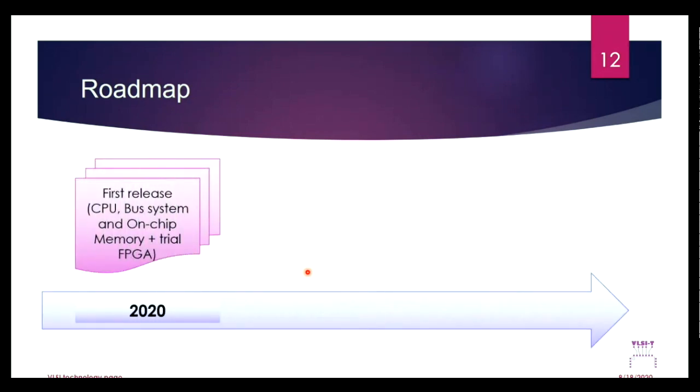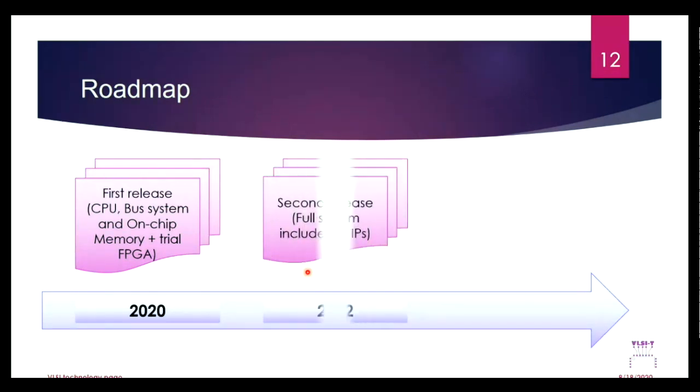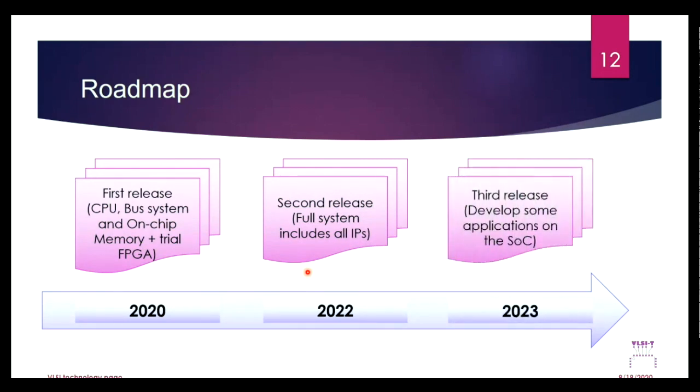So for the roadmap, in the first release, we only replace the CPU, bus system, and on-chip memory, and some trial IPs from the FPGA library, and it is used on the FPGA. In the second release, we will build a full system including our own IPs. The IPs are designed by our members. And in the third release, we will develop some applications on the SoC.